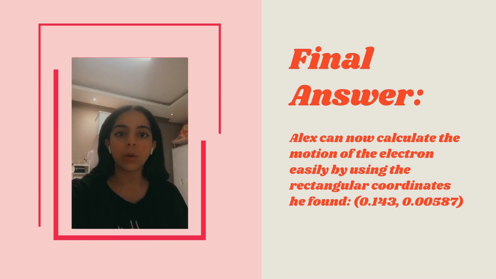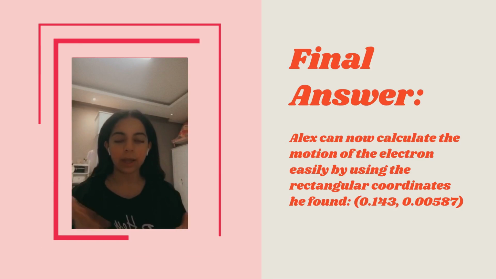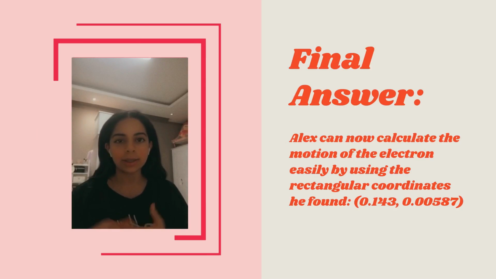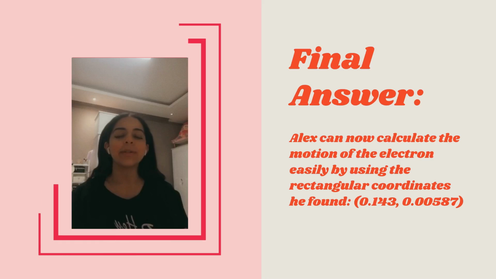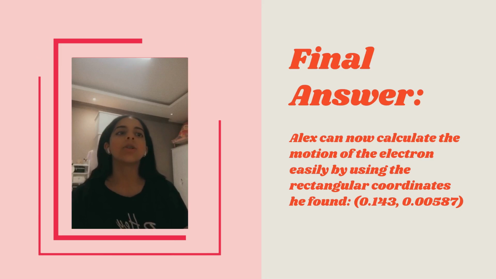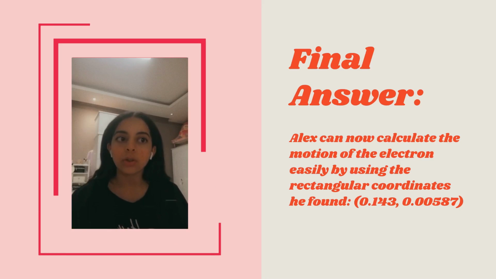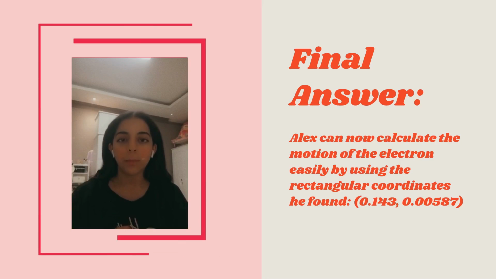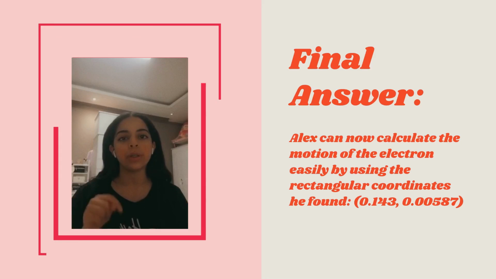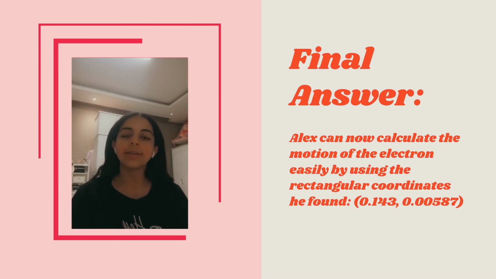So now that we solved the question, we can finally put together our final answer and give Alex his rectangular coordinates so he can be able to solve his hard physics problem. So the rectangular coordinates that we found are 0.143 and 0.00587.